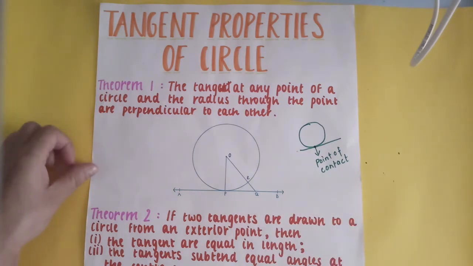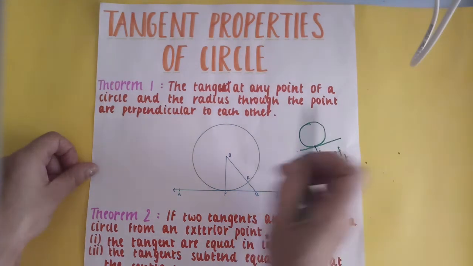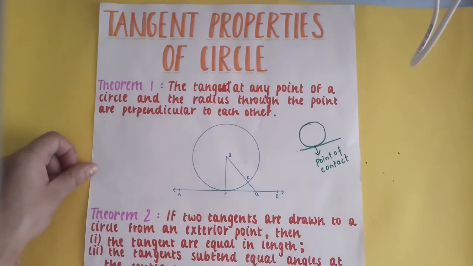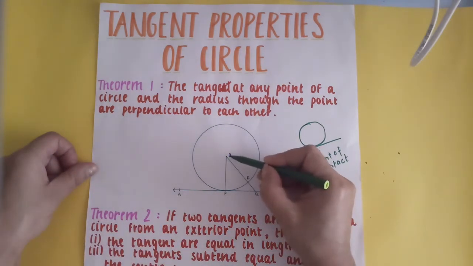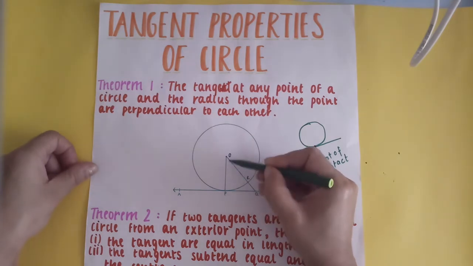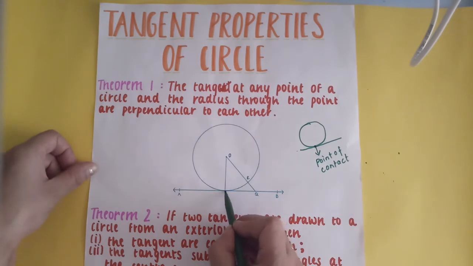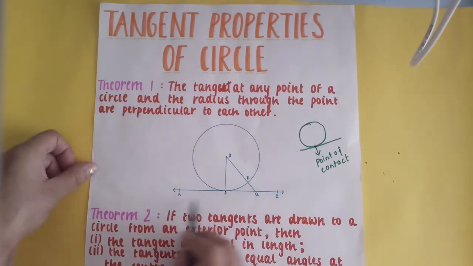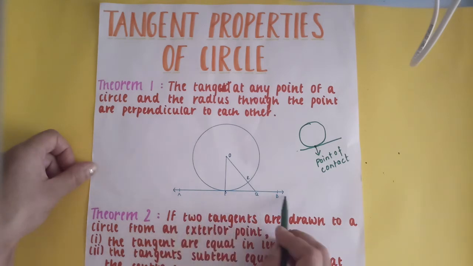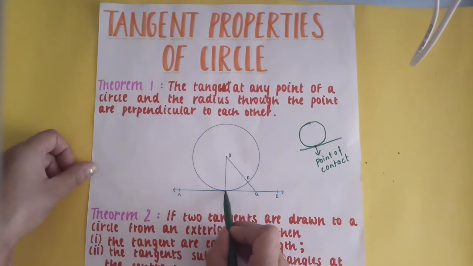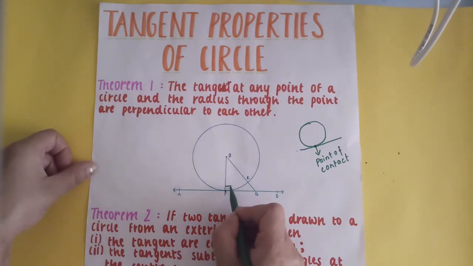Now, our theorem 1 says that the tangent at any point of a circle and the radius through the point are perpendicular to each other. So, you see that OP is the radius to the circle, right? OP is the radius, and P is the point of contact because AB is the tangent to the circle, and tangent AB touches the circle at this point P. That's why P is called the point of contact.